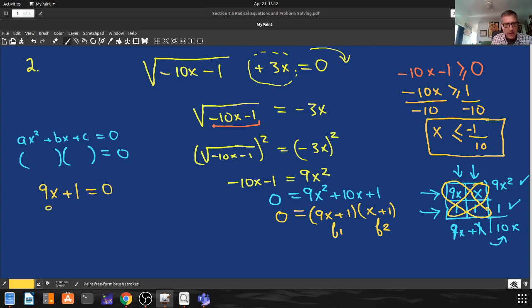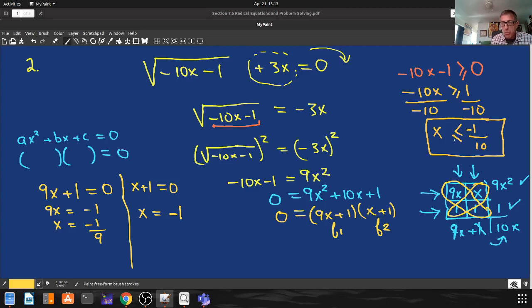So that gives me 9x is equal to minus 1. So x is equal to minus 1/9. So that's one possibility. Setting my next factor equal to 0, x plus 1 is equal to 0, gives me x is equal to minus 1. So for right now, I'm just going to use this as both a necessary and sufficient condition.